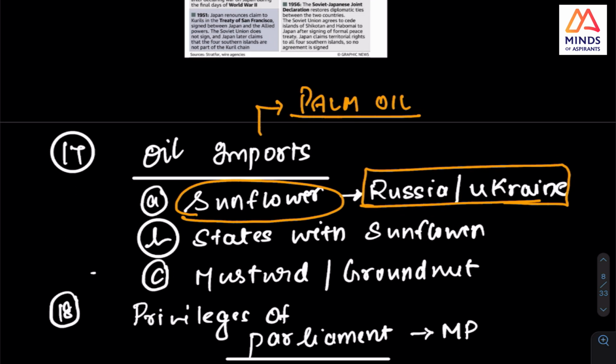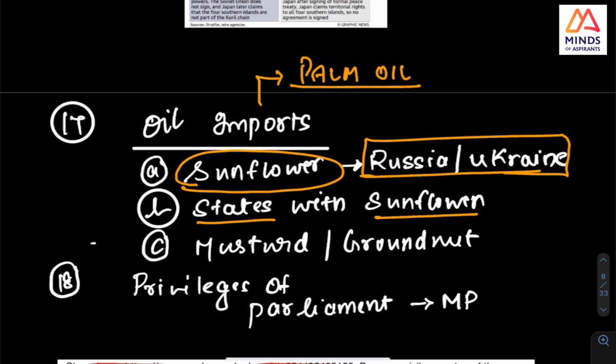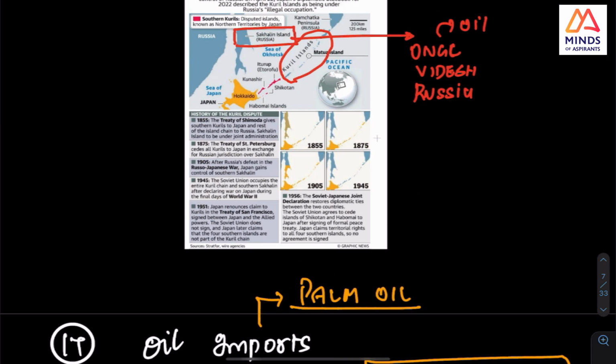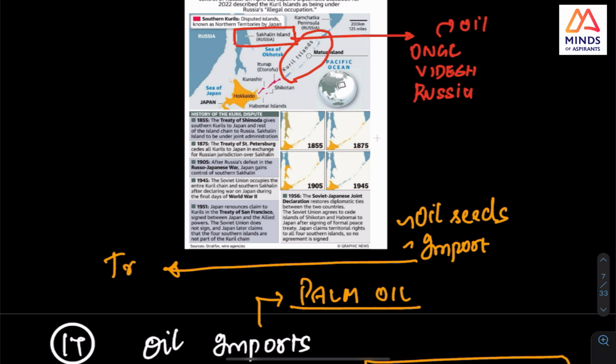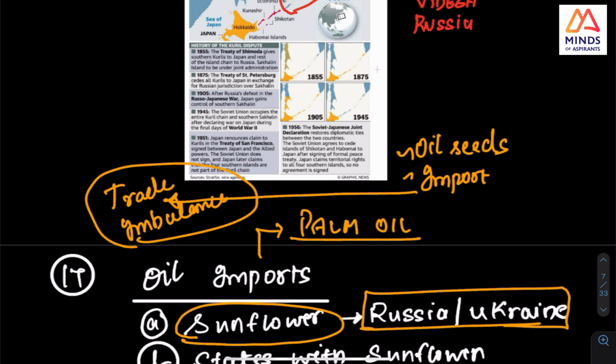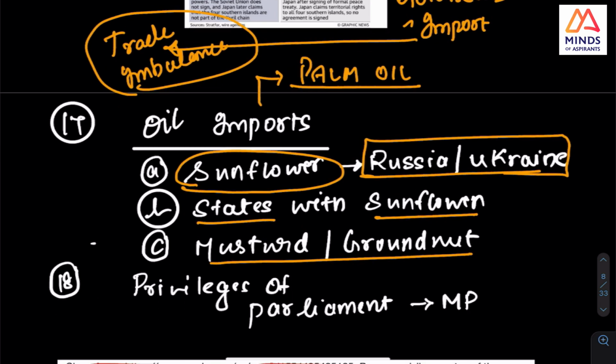But what I want you to check is which states have sunflower oil and the other oils also. I want you to check the status of oilseeds production, more so the quantity. If you think about it, we import a lot of oil, and this import is also crossing the trade balance and creating an imbalance. Hence this question keeps coming, and you should know this oilseeds import.